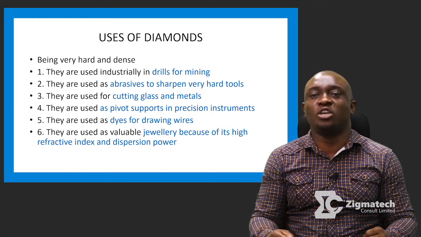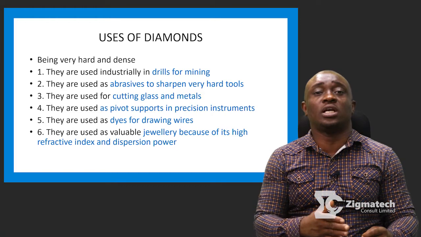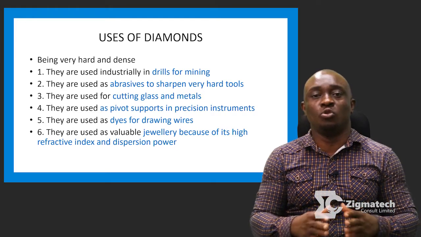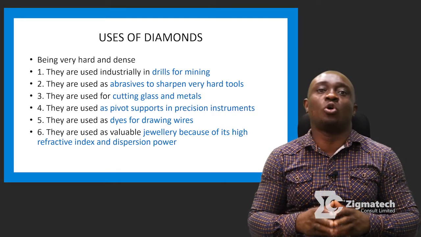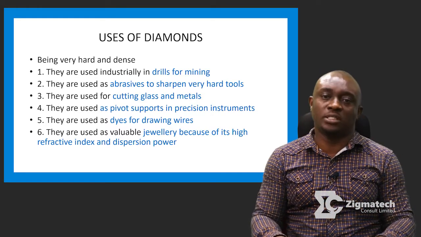Number three, they are used for cutting glass and metals. You use them in cutting glass and metal, precisely those hardened ones that cannot be cut by iron. So diamond can be used in cutting glass and metals.